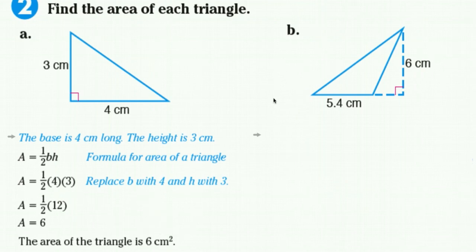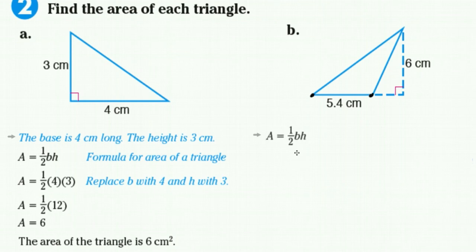So in example 2B, it's not so evident what the base is, so we need to extend our base, so that it will have a line that's perpendicular to it. So 5.4 is your base. Now remember though, when you say 5.4 centimeters, 5.4 starts from here and ends here. It does not end on this side. So 5.4 centimeters is simply the length of that side of the triangle, and 6 centimeters is your height.